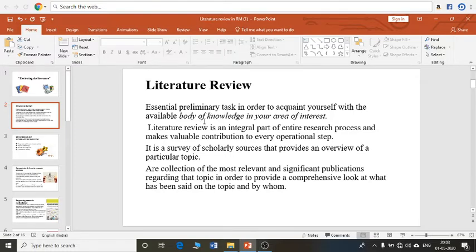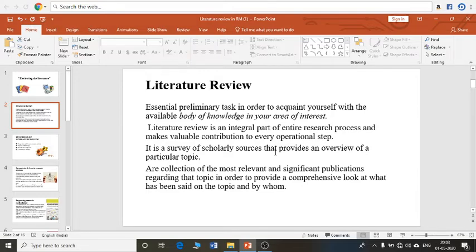Now, what is a literature review? A literature review is the documentation of a comprehensive review of the published and unpublished work from secondary sources of data in the areas of specific interest to the researcher. This literature review is an integral part of the entire research process and makes a valuable contribution to every operational step.